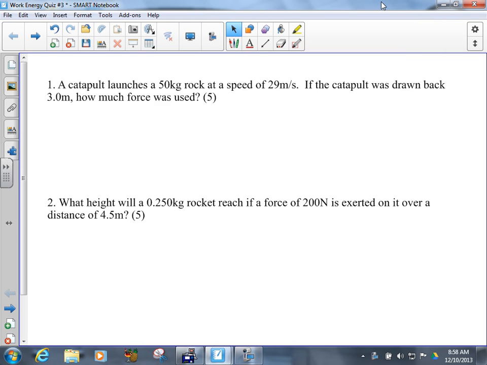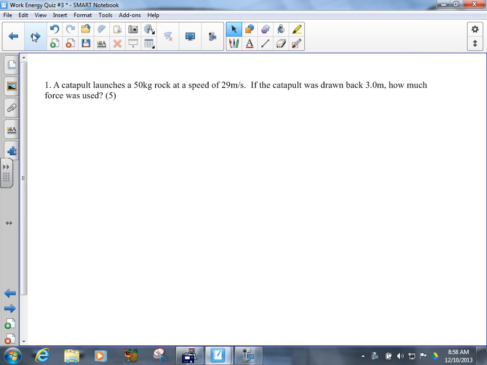Okay, so watch and listen carefully here, guys. For question number 1, we got the catapult. The catapult is shooting this rock at an impressive speed of 29 meters per second. If the catapult was drawn back 3 meters, how much force was used?